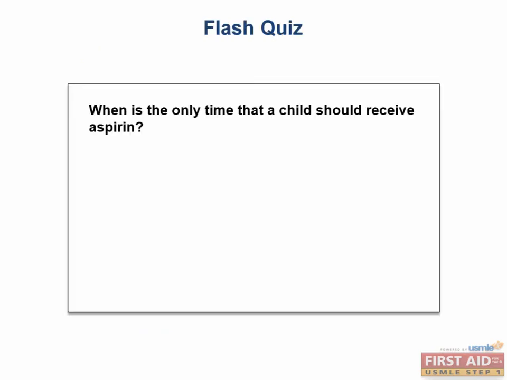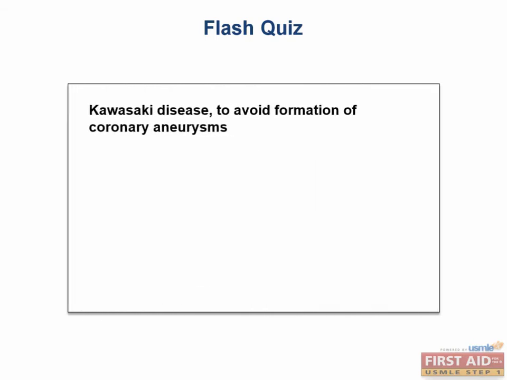Alright, let's do a flash quiz. When is the only time a child should receive aspirin? The answer is in Kawasaki disease, to avoid formation of coronary aneurysms.